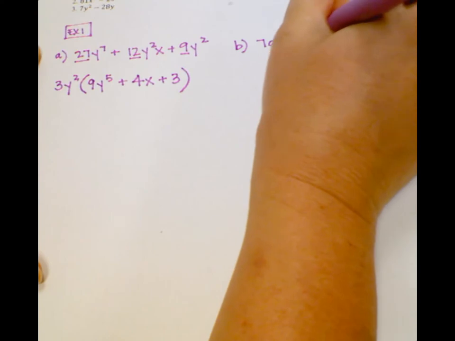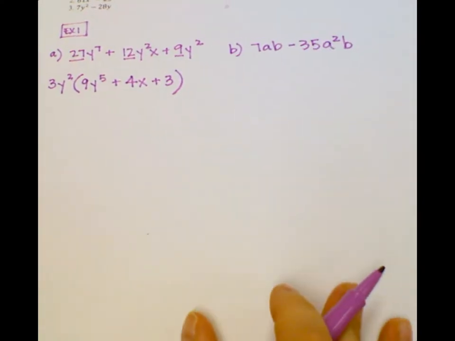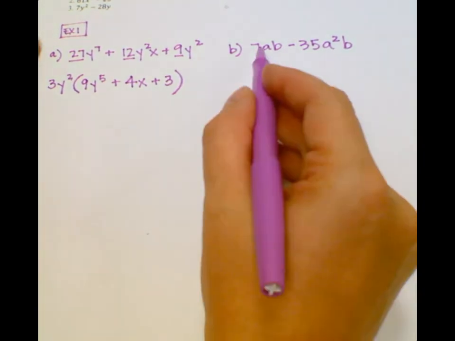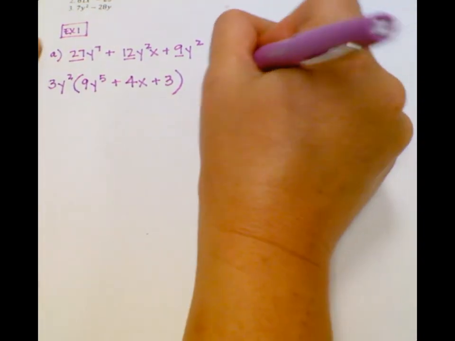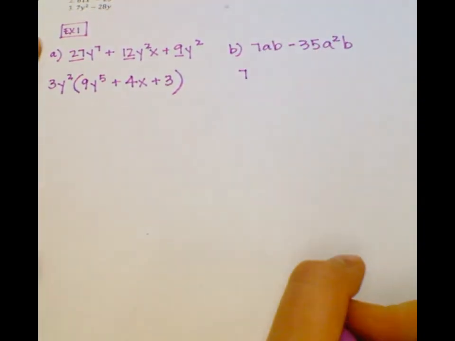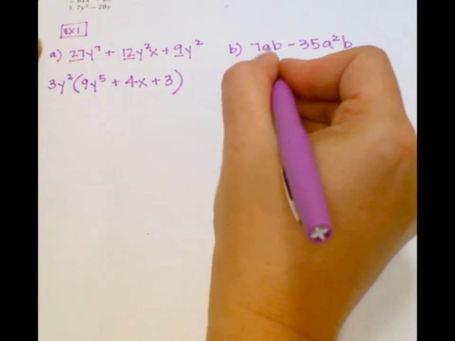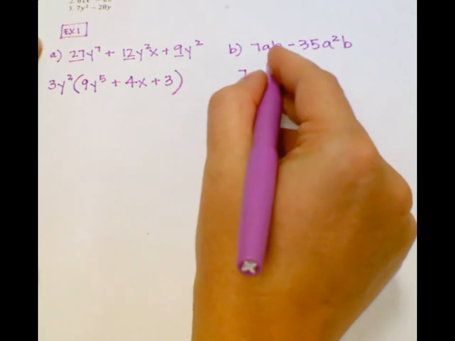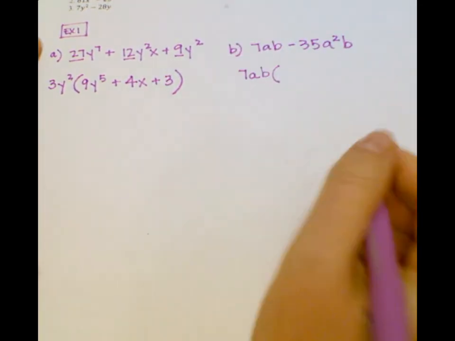7ab minus 35a squared b. So remember, first thing we want to do is look at the numbers. What can go into both 7 and 35? 7. Okay, so we looked at the numbers. Now let's look at the letters, and we want to take the lowest exponent. So we have a to the first and a to the second. So a to the first is the lowest. You have b and then you have b, so just b. All right, so here we go.